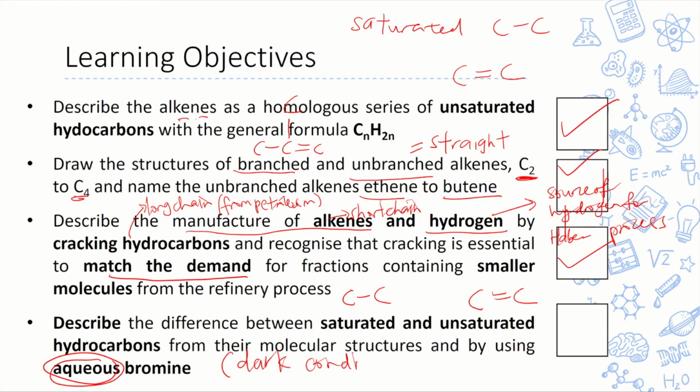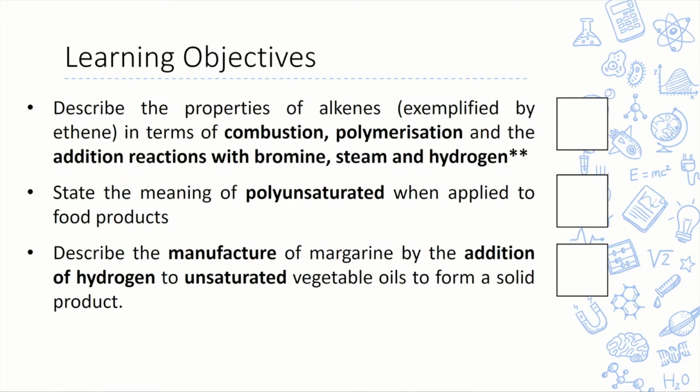Okay, so when I use aqueous bromine in dark condition, unsaturated hydrocarbon will decolorize my bromine. So my bromine will become reddish brown to colorless. Whereas for saturated, they can only react with bromine under UV light. Okay, so this is how we do a simple test. So this is one example of addition reaction.